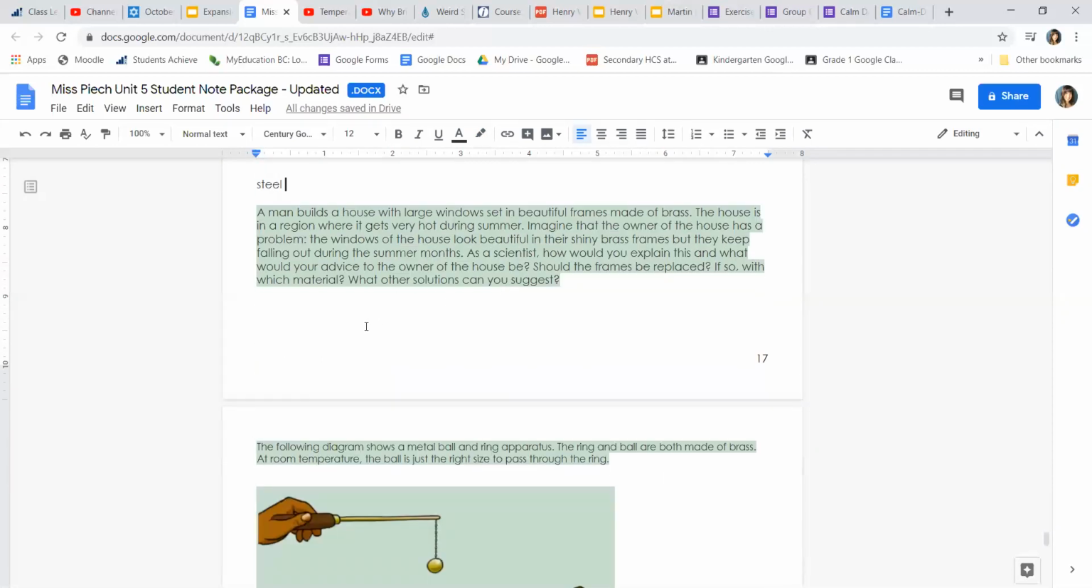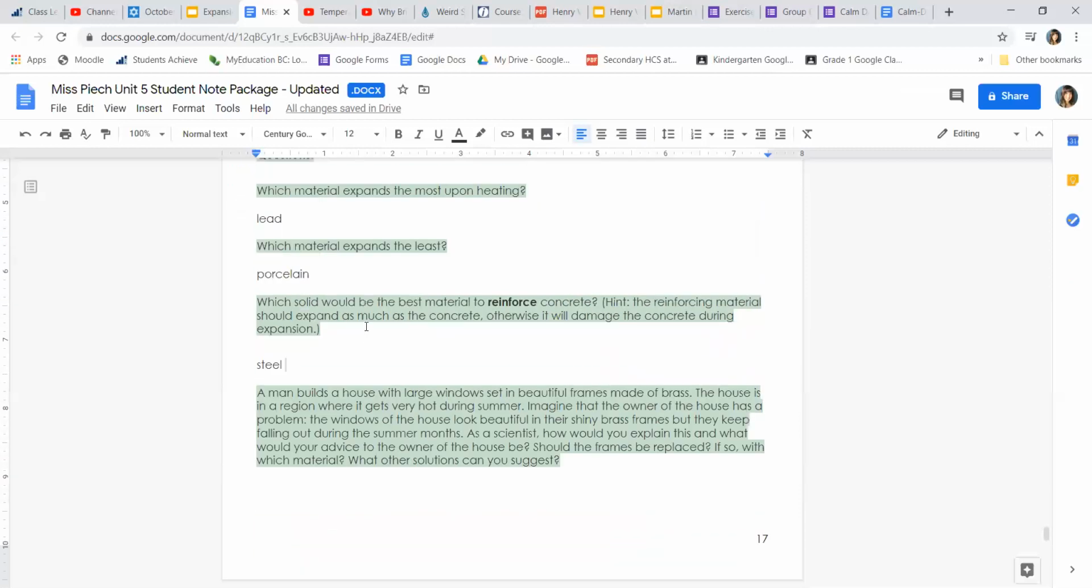And then here it says, a man built a house with large windows set in beautiful frames made of brass. The house is in a region where it gets very hot during summer. Imagine that the owner of the house has a problem. The windows of the house look beautiful in their shiny brass frames, but they keep falling out during the summer months. That would definitely be a problem because windows are expensive to replace if they get cracked. As a scientist, how would you explain this, and what would your advice to the owner of the house be? Should the frames be replaced? If so, with which material? What other solutions can you suggest?